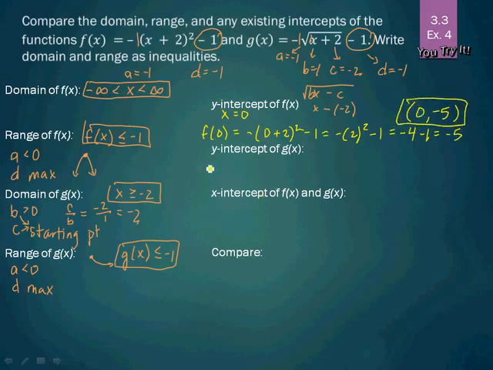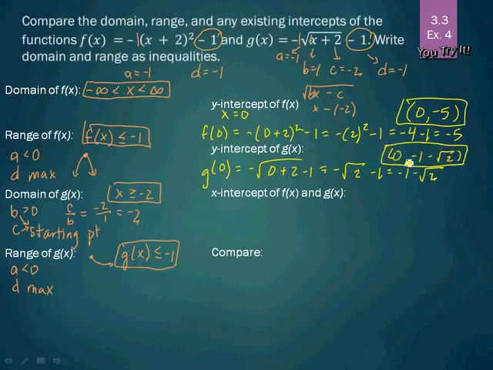Looking at the y-intercept of g of x, do the same thing. You just plug in 0 for x. So we have negative square root of 0 plus 2, minus 1. 0 plus 2 is just 2, then minus 1. In standard form in math, we just put the number first and then the square root. So that is our y value. So we have 0, negative 1 minus square root of 2. All right, and that's in parentheses.